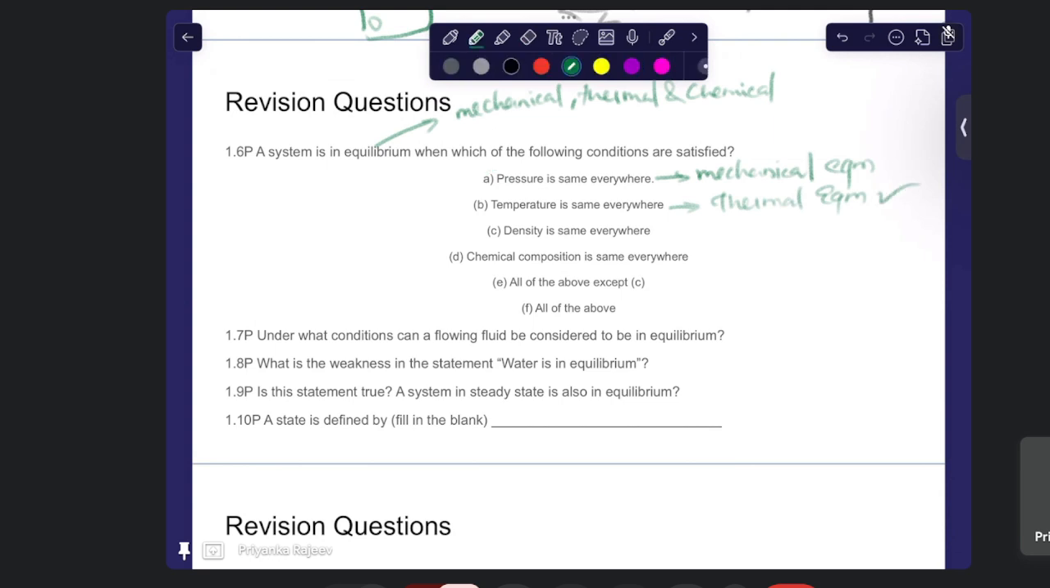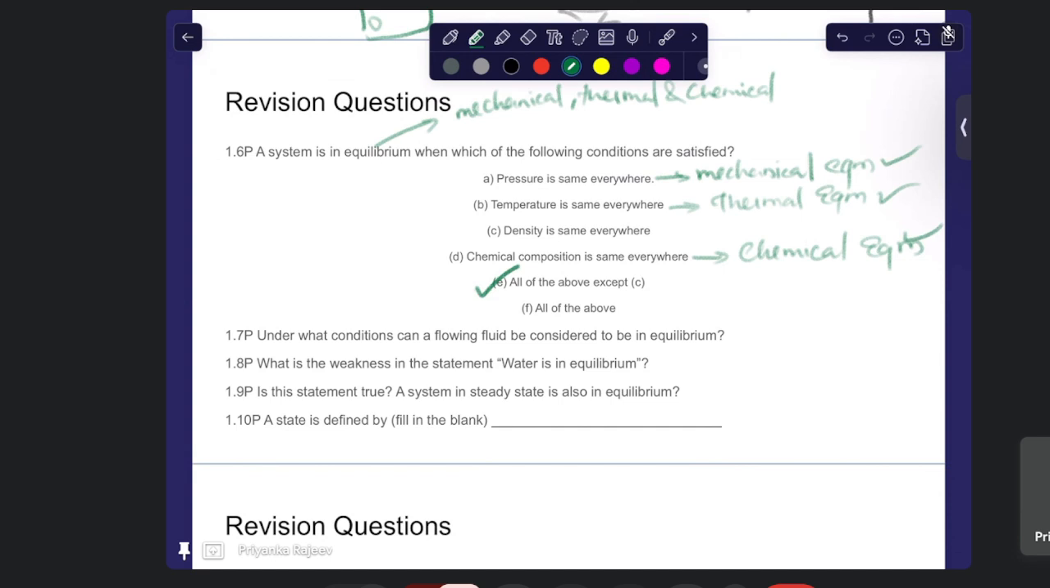Now density is same everywhere. That doesn't mean anything. Then chemical composition is same everywhere. That means chemical equilibrium. So the answer is all of the above except C. Okay, so all three is necessary. Density is same everywhere, even if it is not same.